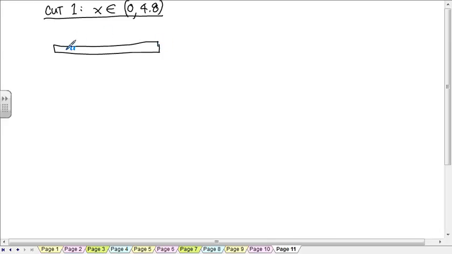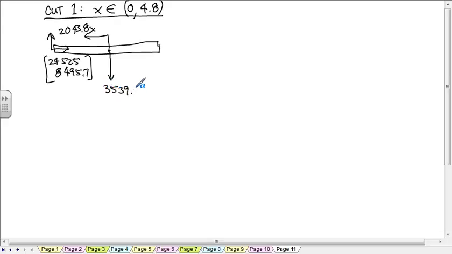So we have the force vector of 24,525, and then 8,495.7. And now that we've chosen the body to isolate, we can treat those distributed loads as point forces. So we have one pointing to the left with a magnitude of 2043.8 x, and we have one pointing down with a magnitude of 3539.9 x, and then the internal loads T, V, and M.